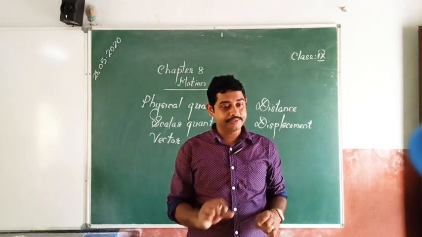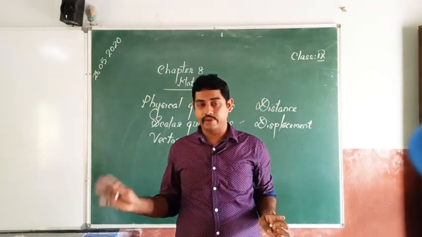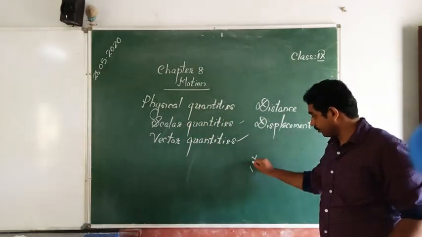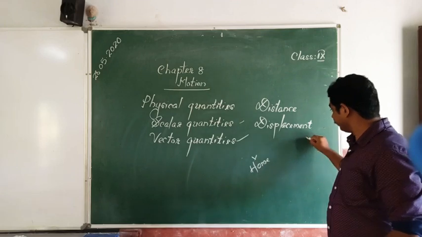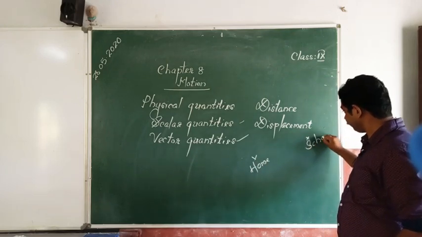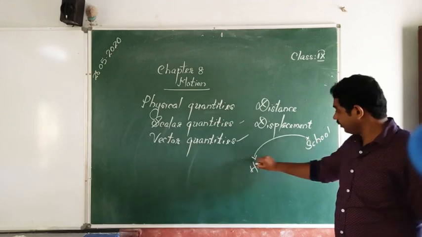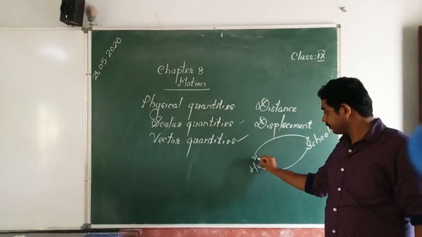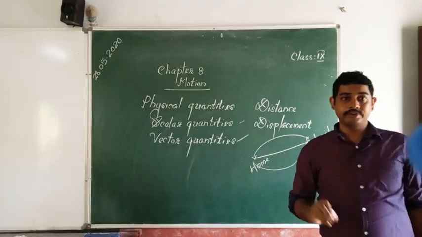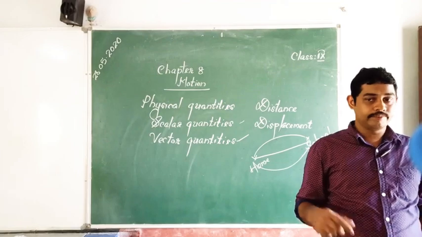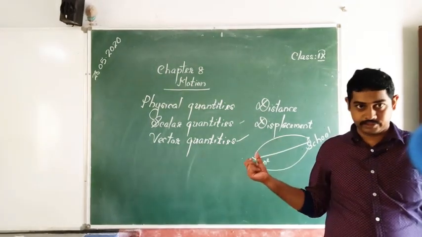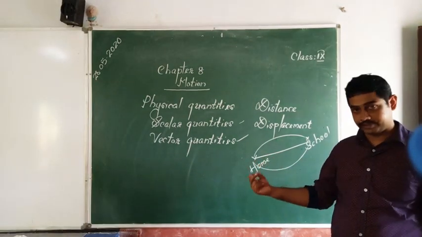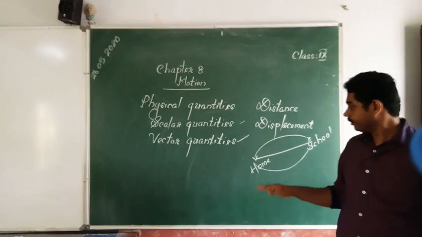Displacement means the shortest distance between the initial and the final position. You can come to school in different ways. Suppose this is your home, this is your school. The shortest distance, this straight line, between the initial position, the starting position, and the final position is called displacement.